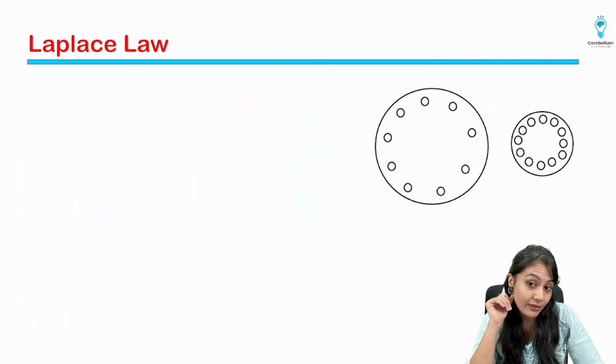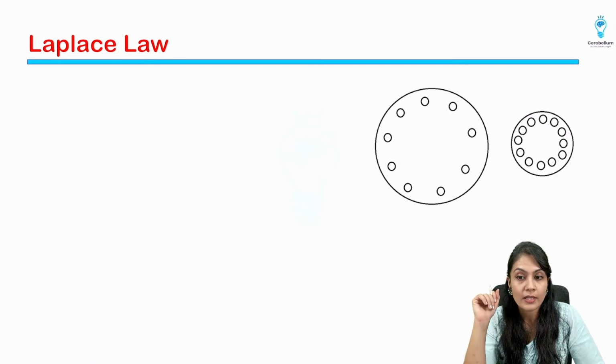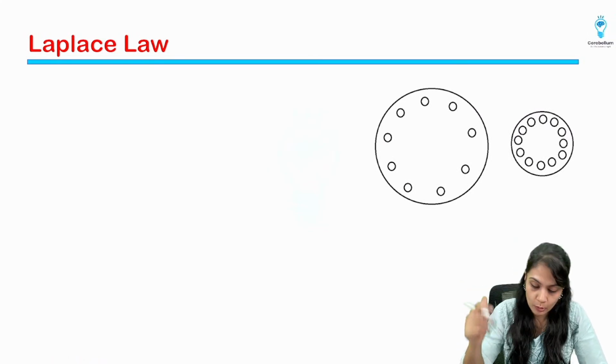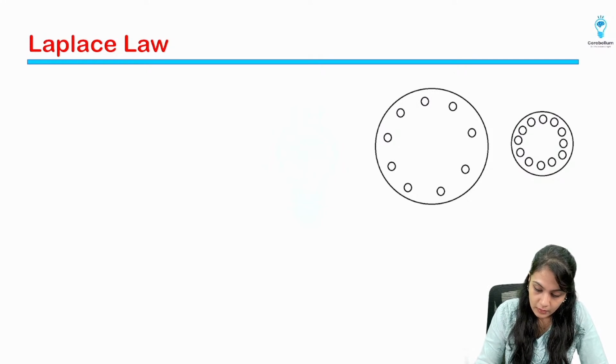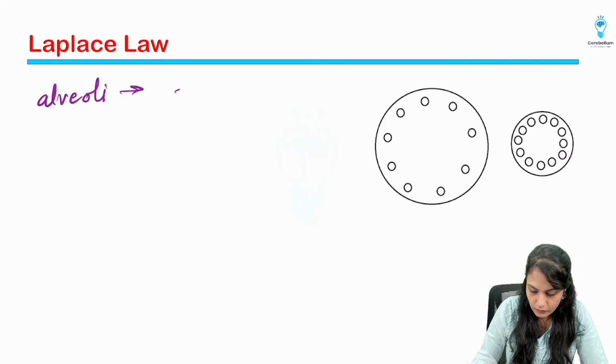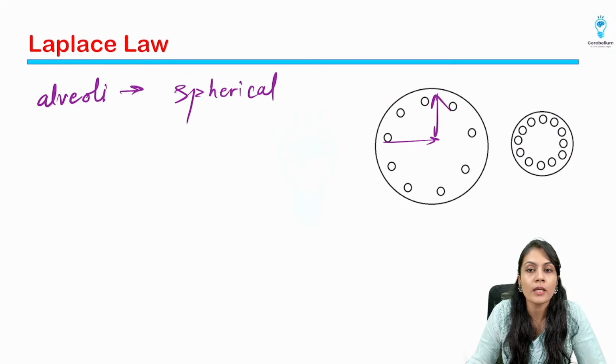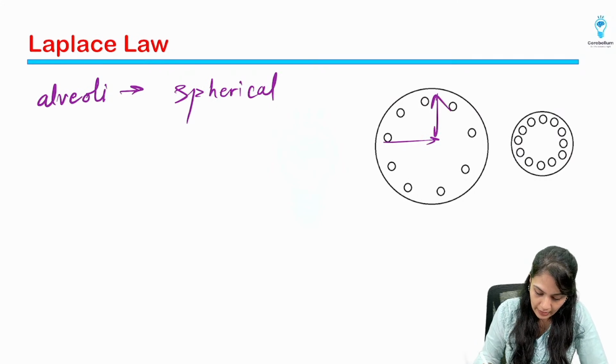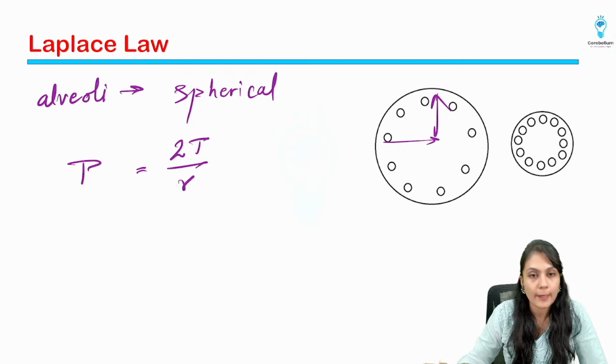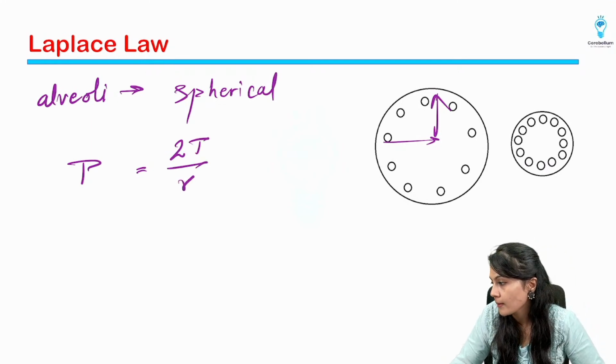Coming to the Laplace law, we have discussed a lot about the Laplace law in the CVS system itself. Just tell me what is the law which is going to be applicable over here. If I tell you that the alveoli are spherical shaped, almost spherical in nature, that means both the radii are going to be similar over here, and that's why we apply the formula over here that if I want to know the P, that is the distending pressure, it will become 2T by R. 2T by R, isn't it?